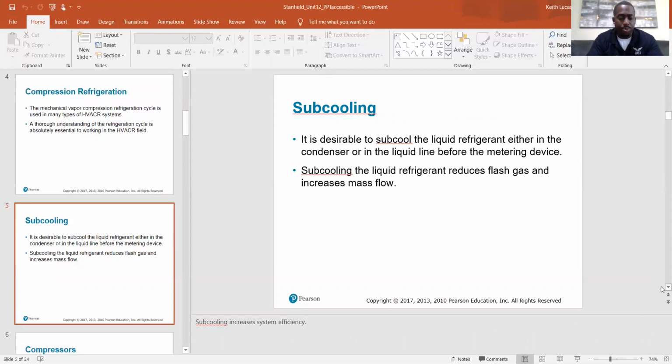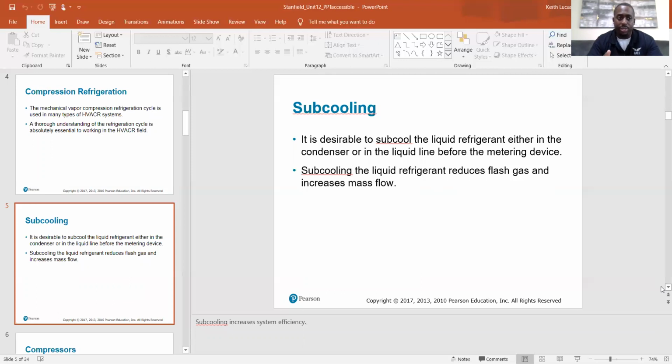Superheat and subcooling are two concepts that you're going to hear over and over and over again. Those are two measurements that we lean on to diagnose the system. We're going to cover it a lot. It's something to pay attention to.